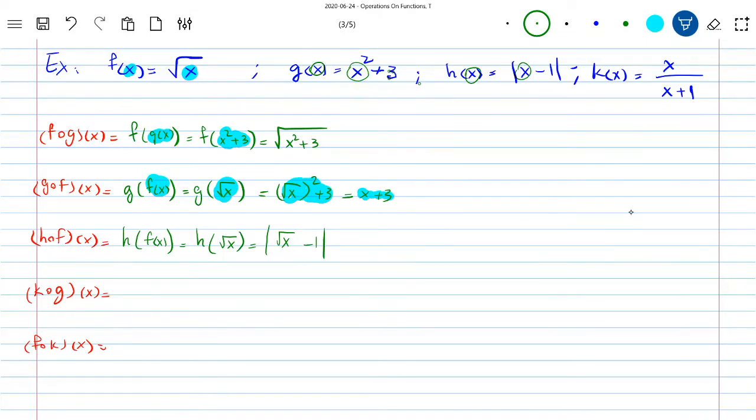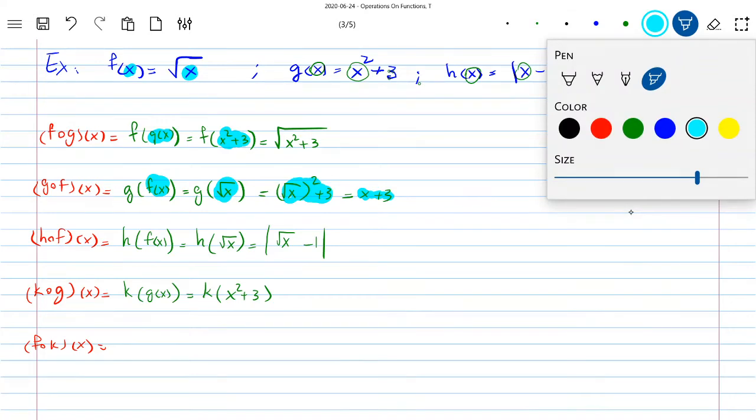How about k of g of x? Let's try k of g of x. We have k of g of x. Start with the inside. What is g of x? Keep the k parentheses. g of x is x squared plus 3. So I replace g of x with this.